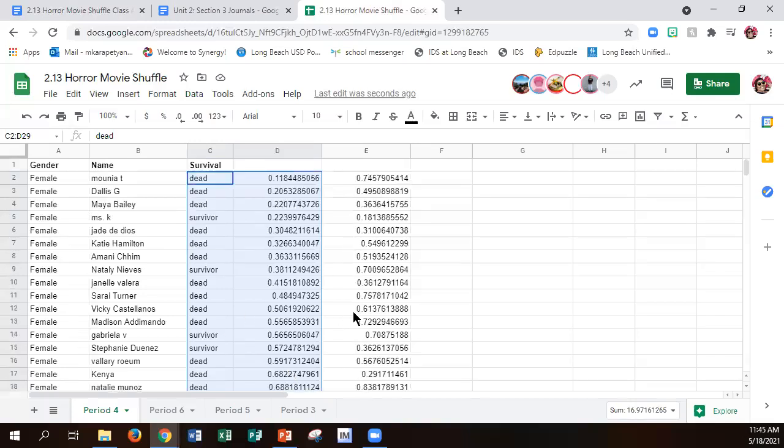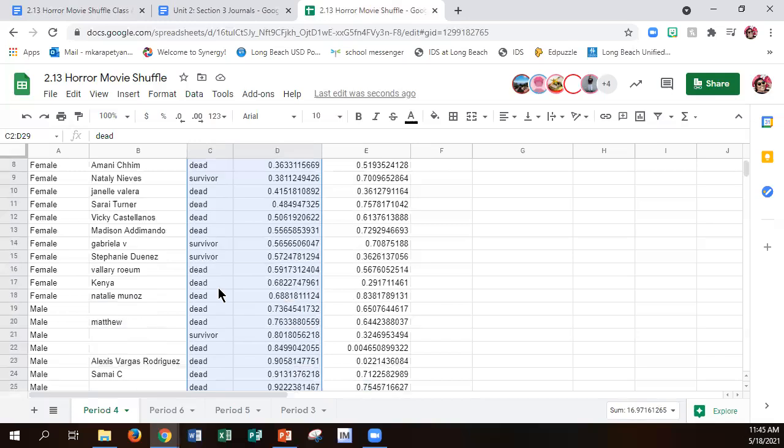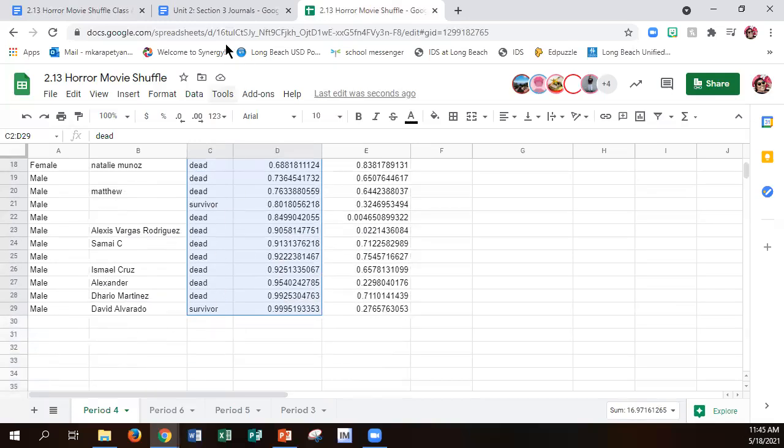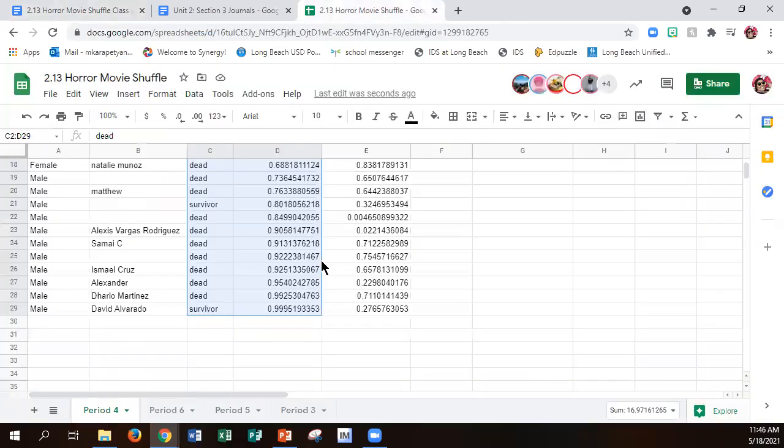So when you're ready for this shuffle's data, go ahead and look up here. So look at your screen. So you have 1, 2, 3, 4 female survivors for this shuffle and 2 male. So our next one should be 4 for female, 2 for male. Go ahead and do your calculations of the proportions. I'm going to do my next shuffle.